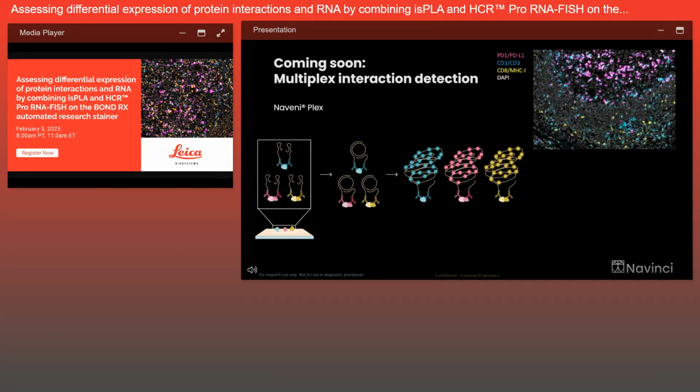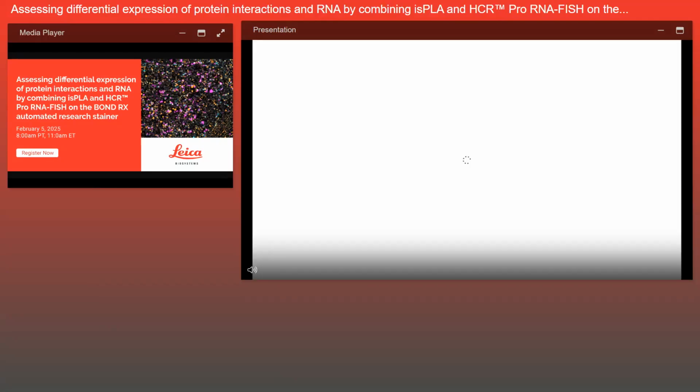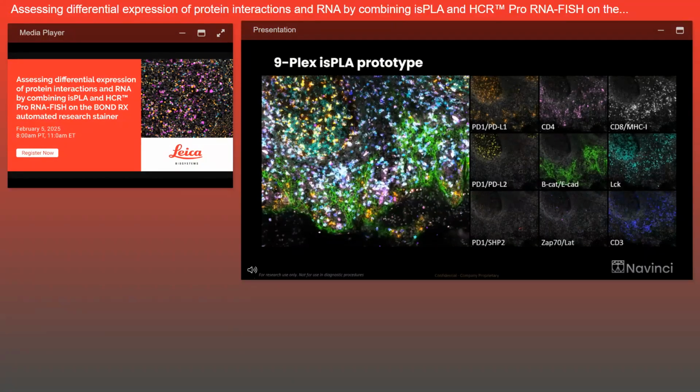From Da Vinci, coming soon, we're very excited to be launching our first multiplex interaction. So this will allow you to look at 2 protein interactions and 1 single target interaction within the same assay on the same tissue at the same time. So keep your eyes peeled for that coming out soon. We're also very excited to share with you here our first ever 9-plex isPLA prototype. This is allowing us to look at 9 interactions at the same time. And we truly believe that this is the future for protein interaction detection.